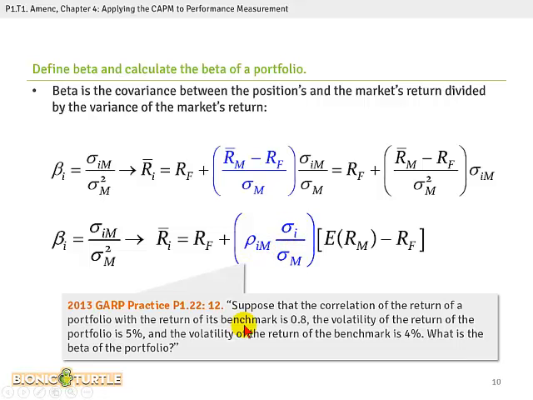And so here, by the way, is a very typical exam type question. Suppose the correlation of the return of a portfolio with the return of its benchmark is 0.8. So that's that correlation. And the volatility of the return of the portfolio is 5%. That's the numerator right here. And the volatility of the return of the benchmark is 4%. That could be this denominator right here. What is the beta of the portfolio? We can just plug those in if we're familiar that this is really just another way to express the beta.